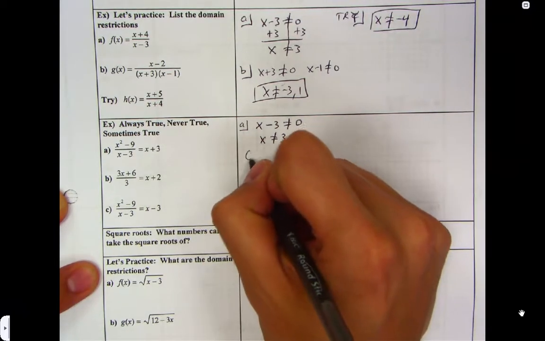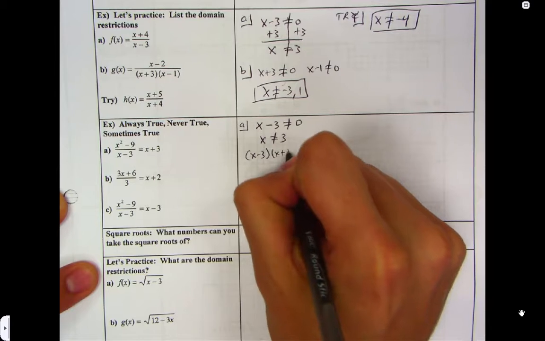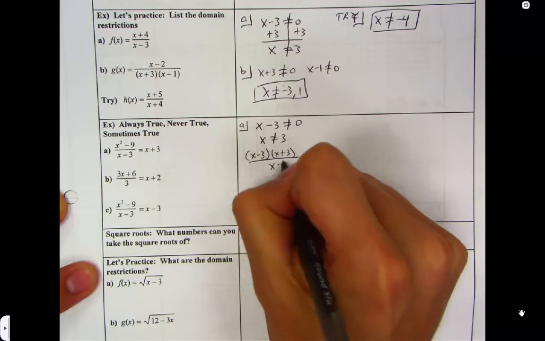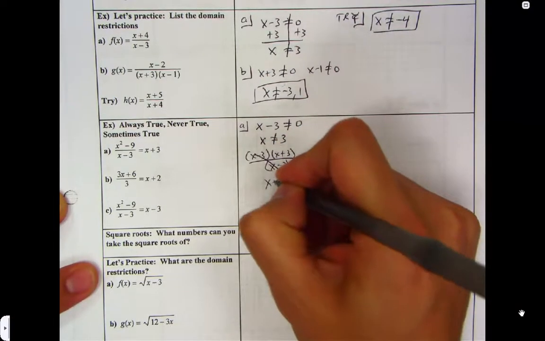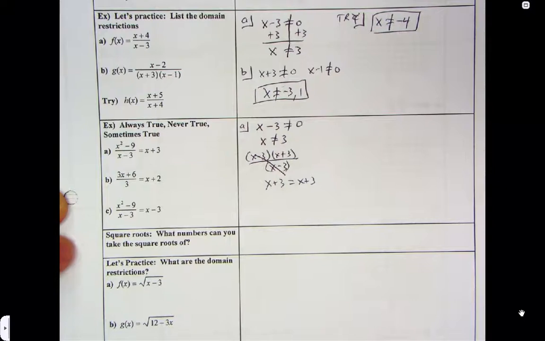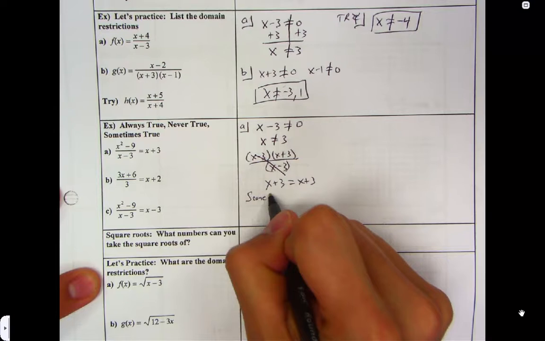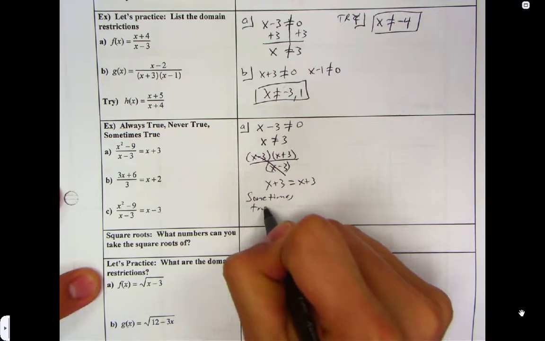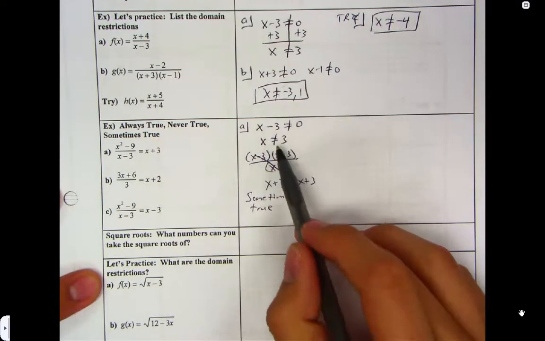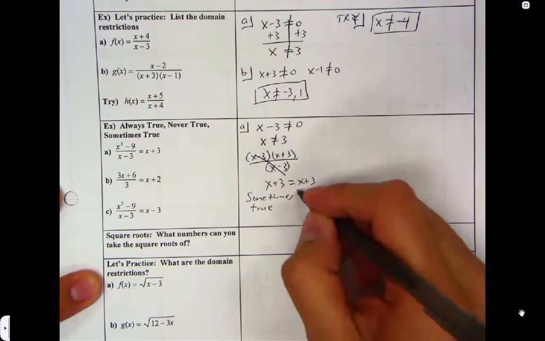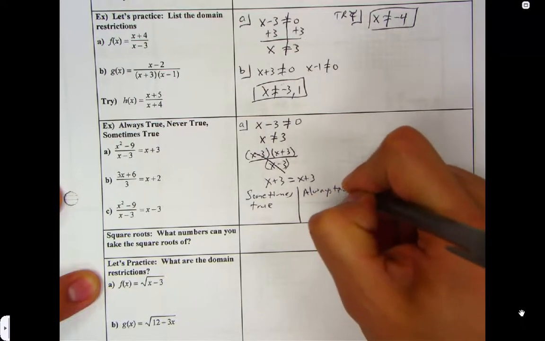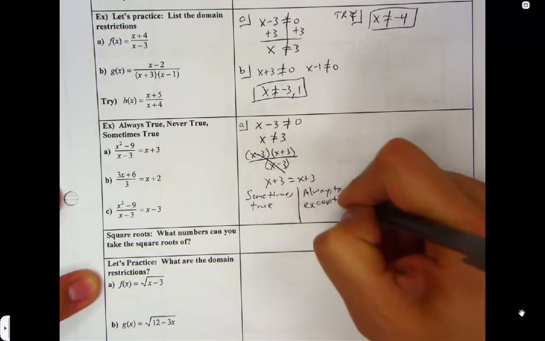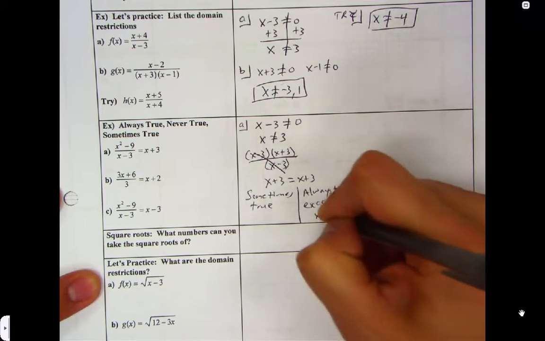I'm going to take the left and factor it out. If these cross out, I get x plus 3 is equal to x plus 3. Is this always true, never true, or sometimes true? This is sometimes true because I have a restriction here. x cannot be 3. Another way to say this is always true except when x equals 3.